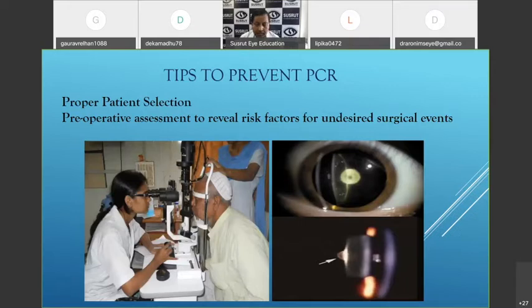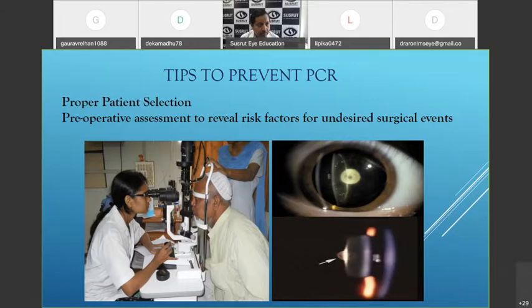So you can see there are some photographs. Suppose this is a case of posterior polar cataract. Nowadays, with the advent of technology, if you have access, you can diagnose whether there is a posterior capsular gap or not with a high definition OCT. But it is also possible with slit lamp examination, even if you don't have the high definition OCT.